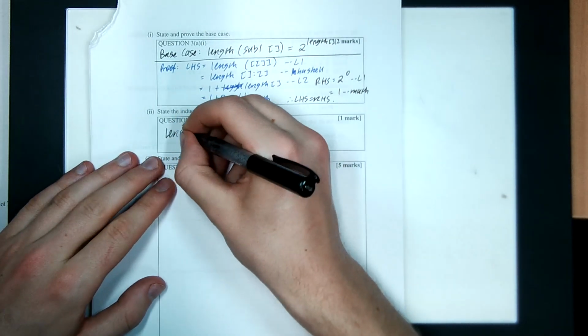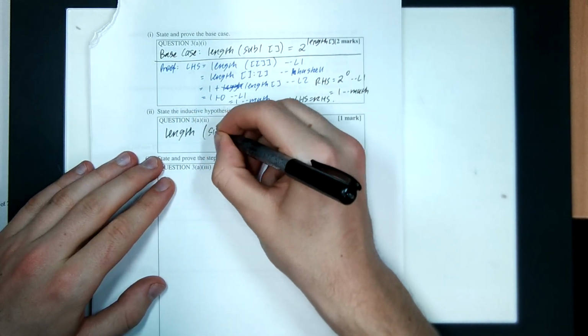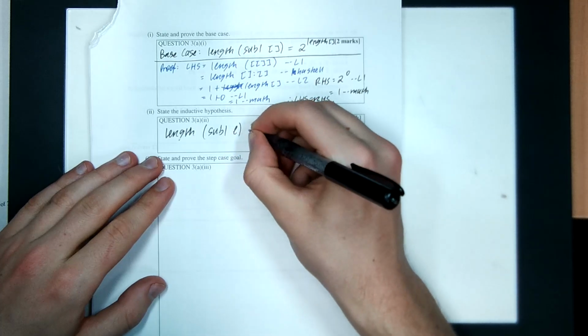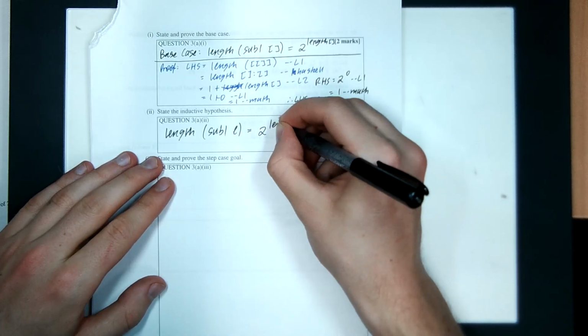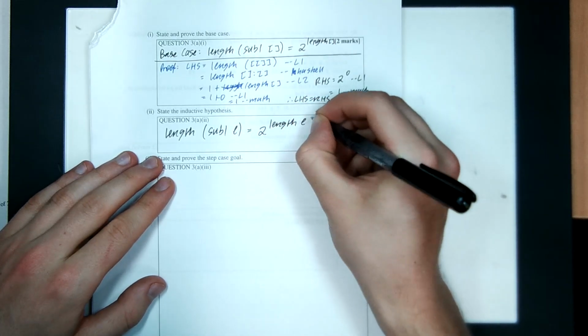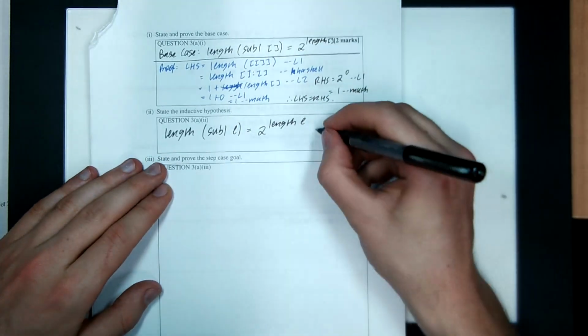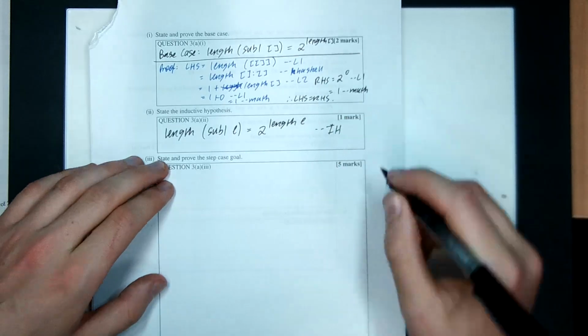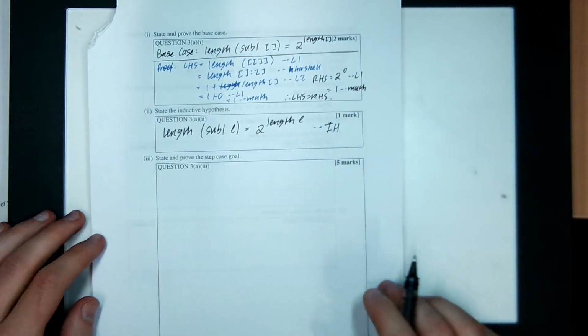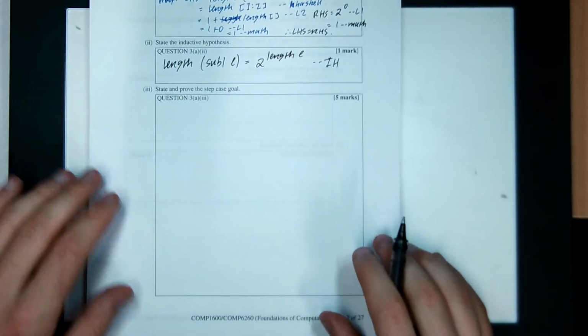So, length of subl L equals 2 to the length L. And this is not for all L, this is just for like we fix some L and then we use the same L in the step case. We're not going to worry about quantifiers of other variables because there ain't no other variables. Alright, now state and prove the step case.